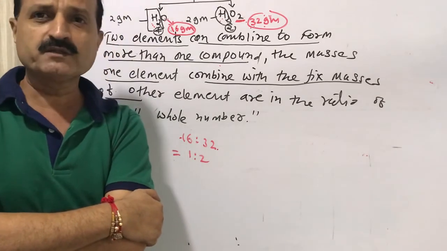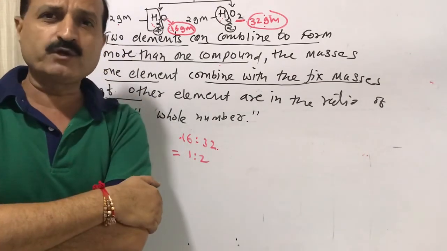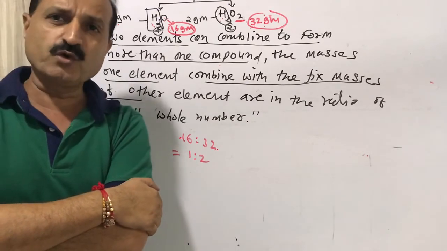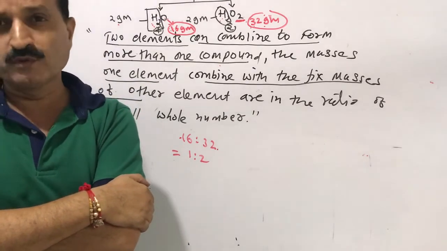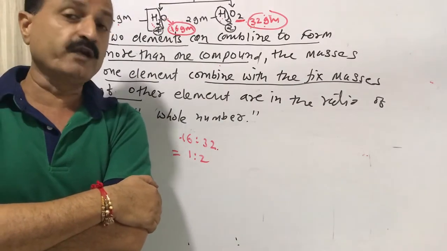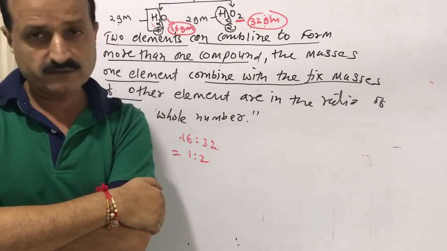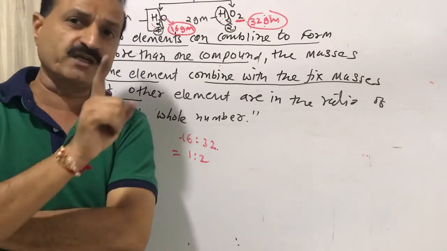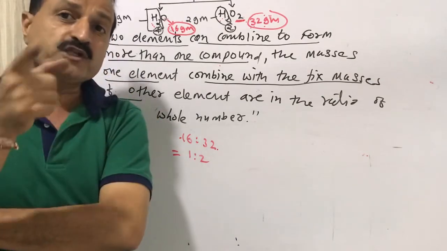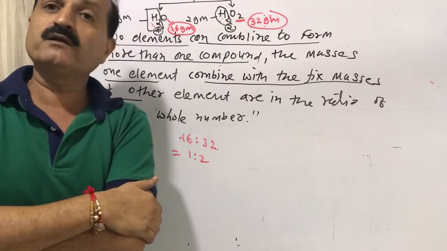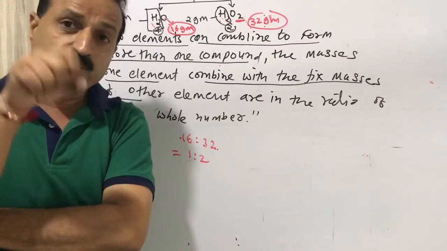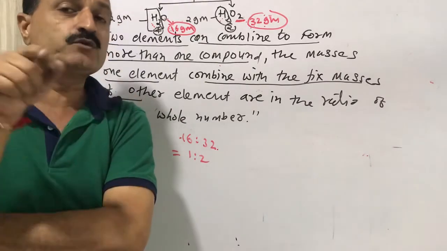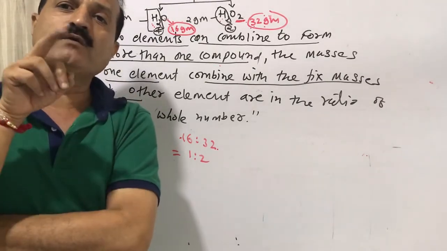The third law: if two elements combine to form more than one compound, one is H2O and another is H2O2. The fixed mass of H2 in both compounds is 2 gram, but the other element has different mass. In H2O oxygen has 16 gram, in H2O2 hydrogen peroxide it has 32 gram, which can be shown by small whole number: 16 to 32 means 1 to 2.